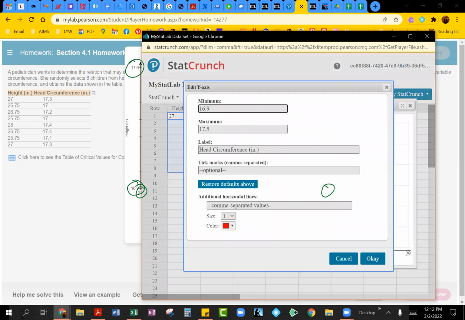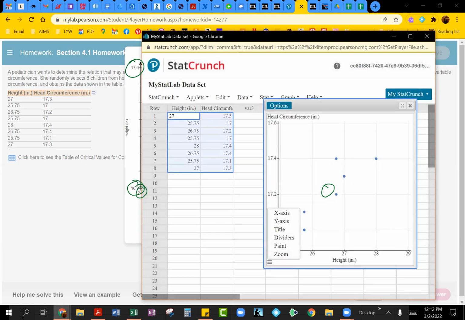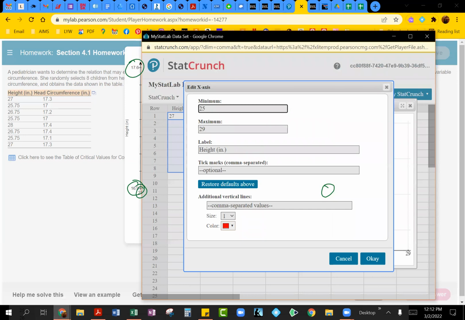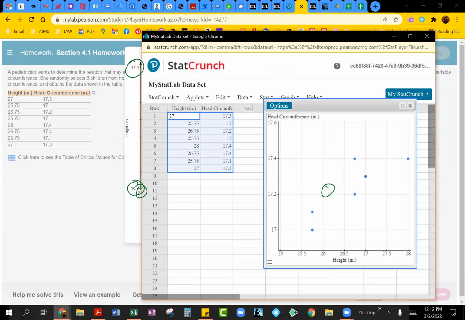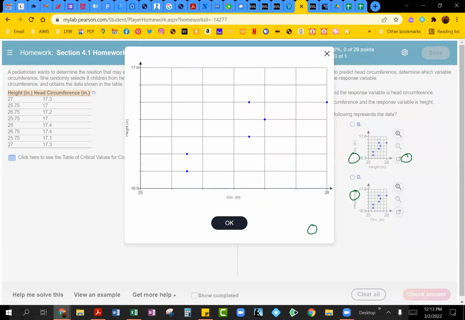So on the y-axis, let's take this guy from, what was that number, 17.6. So let's change this to 17.6 from 16.9. And then on the x-axis, you're going from 27, I think they had 28. And then that'll give you a little bit of a better idea. So you can see right at 17 is where we have this first dot over here, and then right at 17.2, 17.4. So you can try and match that with this over here.